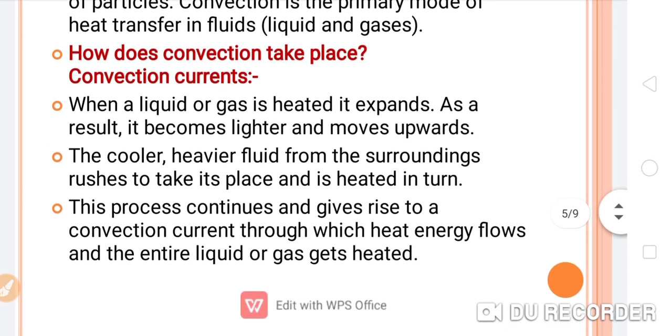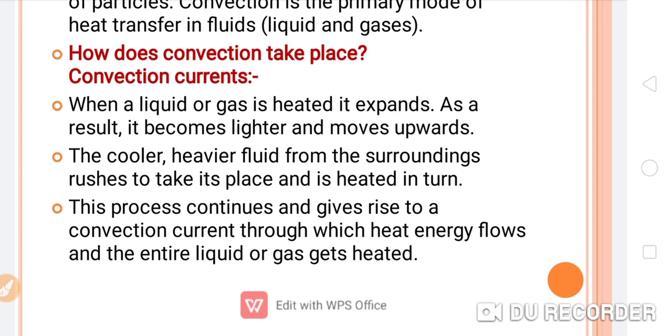When a liquid or gas is heated, it expands. As a result, it becomes lighter and moves upward. This is very important. Whatever particles of the liquid or gas are exposed firstly to the source of heat will absorb the heat and move in the upward direction, because they have energy, that is kinetic energy. As a result, they become lighter and move upward.